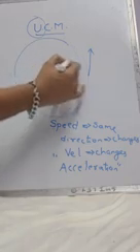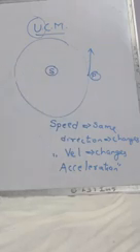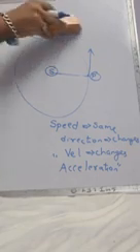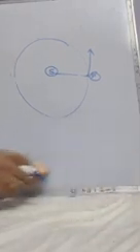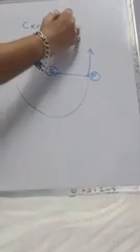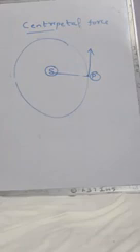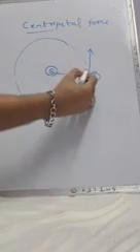Related to this topic, the Sun is at the center. Here we have the planets. There is a force of attraction called gravitational force. But this force is not visible. This force is called centripetal force. What is the meaning of centripetal force? The word centri means center. The force which acts towards the center we call centripetal force. Okay?